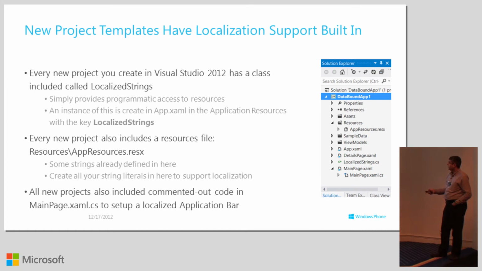Whenever you create a new project in Visual Studio, you have something called Localized Settings. If you see here, you have the LocalizedStrings.cs, and this provides you a way of localizing your content. You have the app resources, and depending upon the language that you use, you will have different resource files. So it will detect the culture of the language you have set.